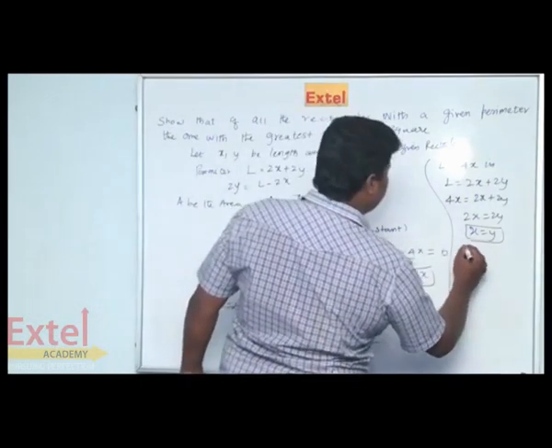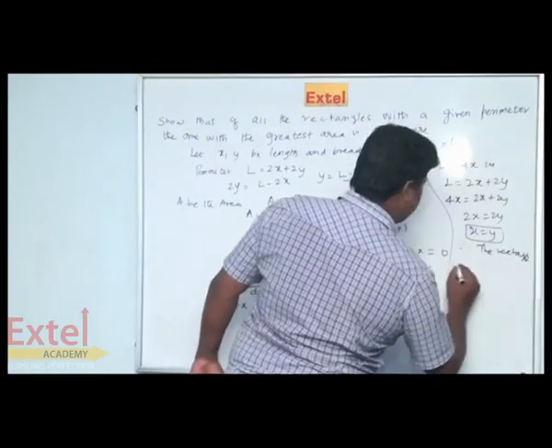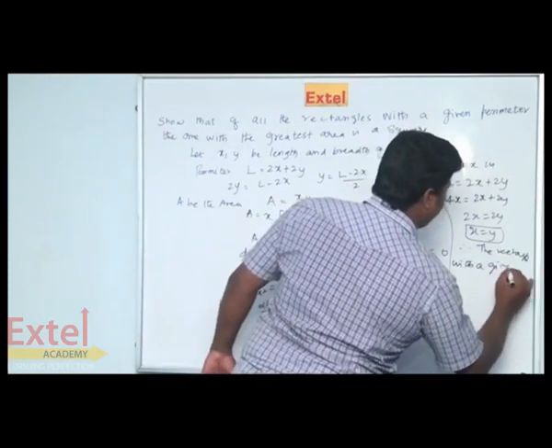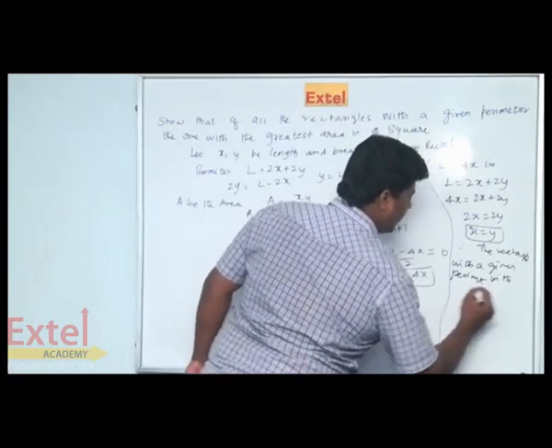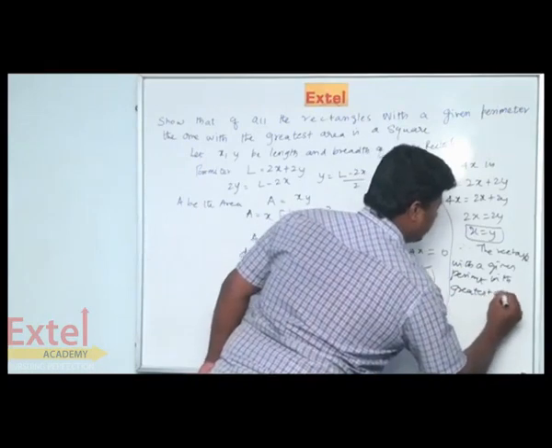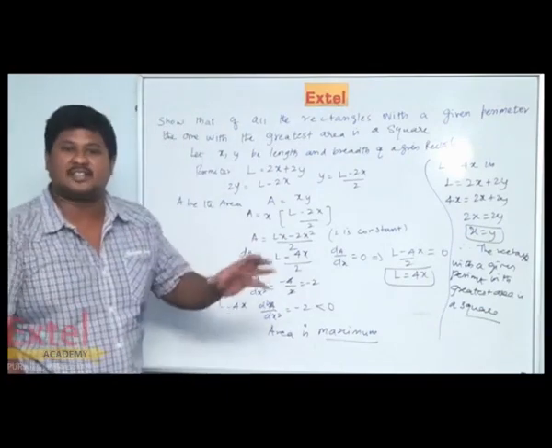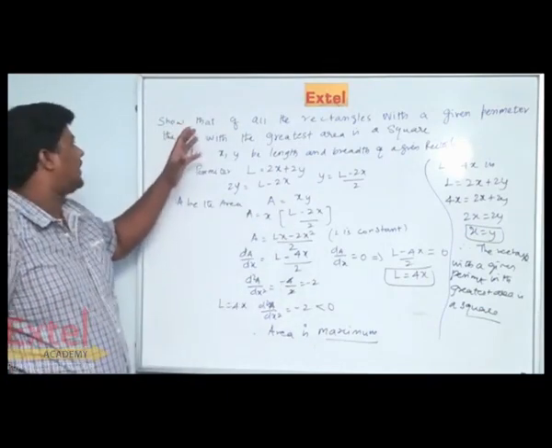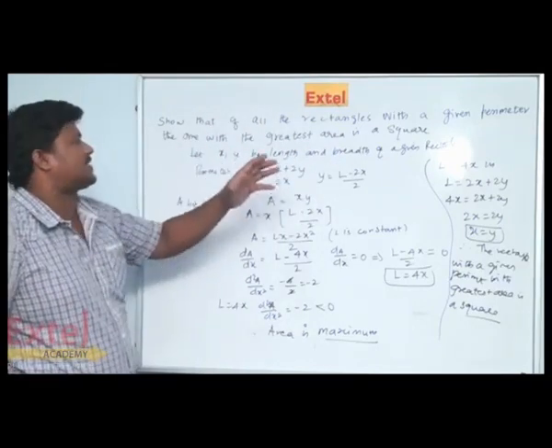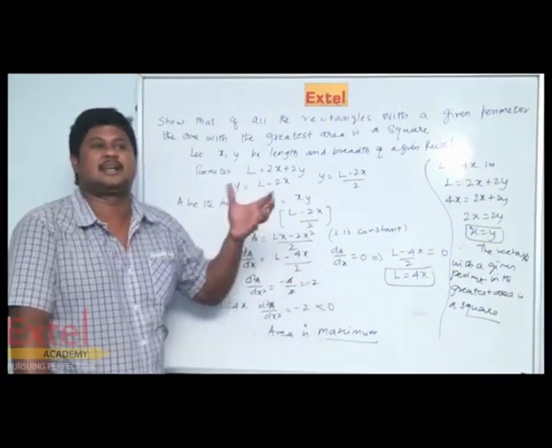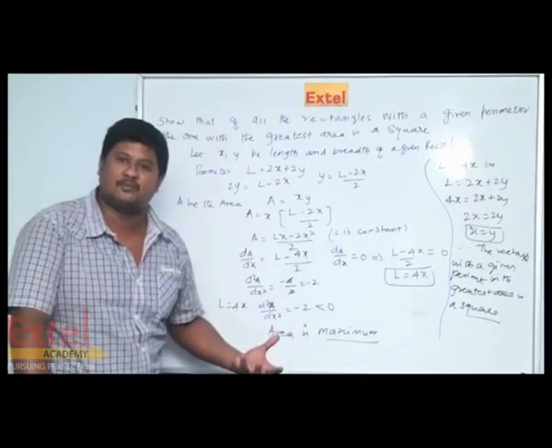Therefore I can say the rectangle with a given perimeter L, with the greatest area, is a square. So simply we have proved. See, read the question again: show that of all the rectangles with a given perimeter, the one with the greatest area is a square. I have shown that the rectangle has the maximum area, the greatest area, and also that the length and breadth are the same, which means it is a square.